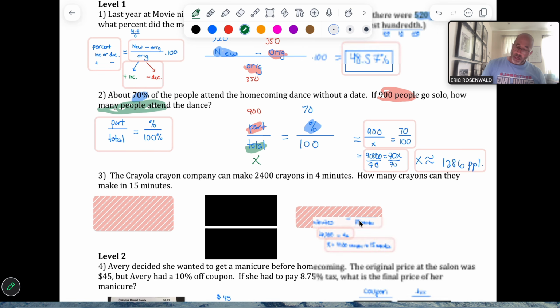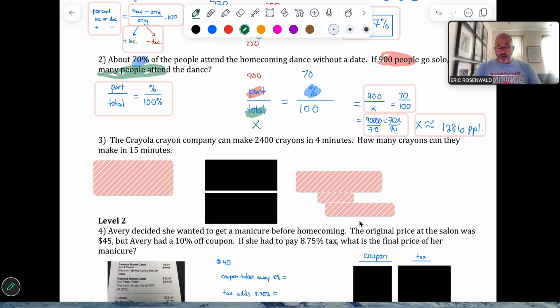Okay? For number 3, the Crayola Crayon Company can make 2,400 crayons in 4 minutes. How many crayons can they make in 15 minutes? So this is a classic problem where we talk about ratios and proportions. When we'd say, let's compare one to another.